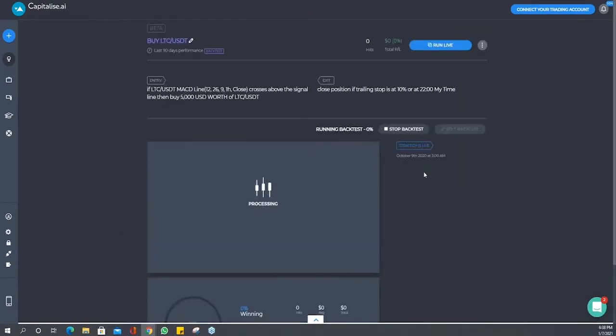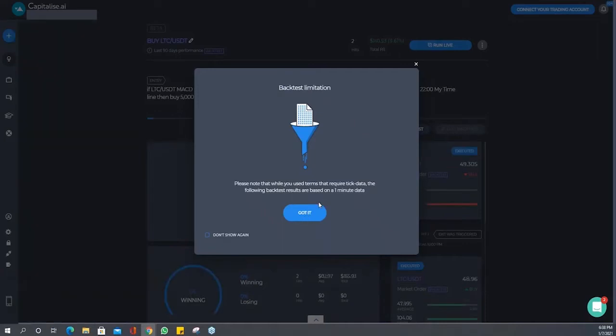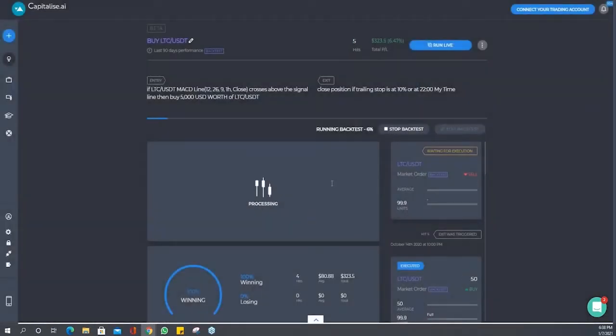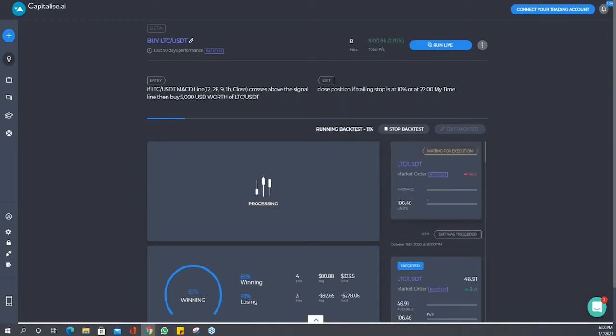And let's backtest this. While this is backtesting, okay, this is actually running quite quickly, so the other ones must have finished. So John, let's watch your strategy here. Let's see a strategy with MACD play out.